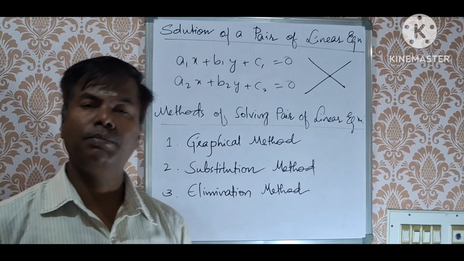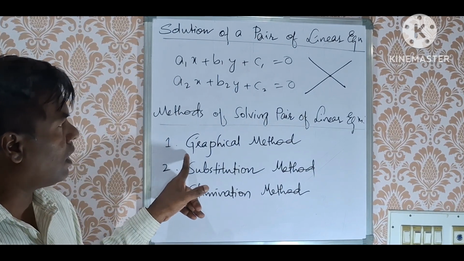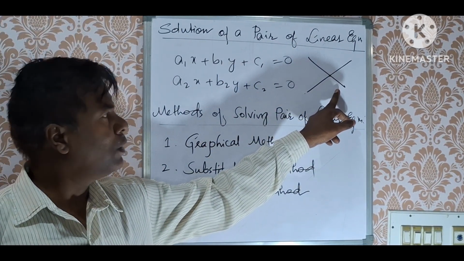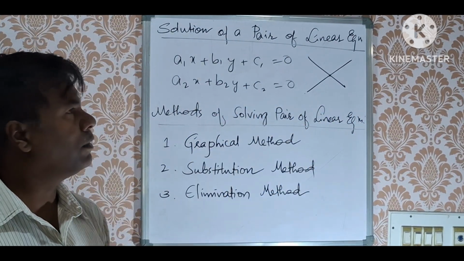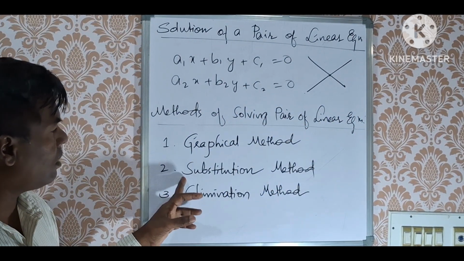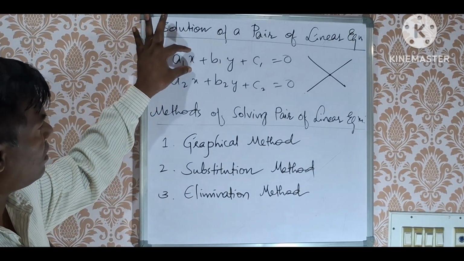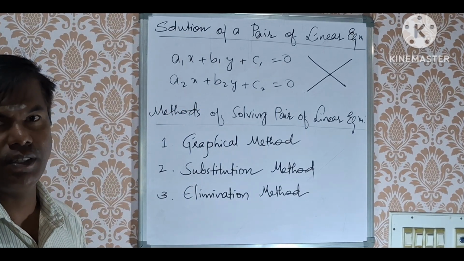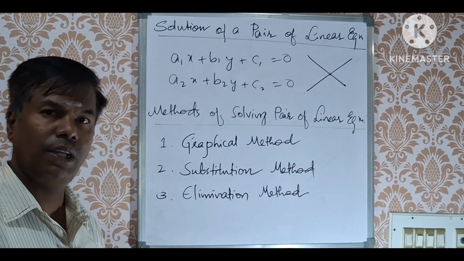There are three methods by which we get the solutions. One is the graphical method. That means we have to draw the graph of two straight lines. Then we have to find the intersection point. There we get the solution of these two given linear equations. Another one is the substitution method. Here, from one equation, the value of one variable is taken and substituted in another equation, and the equation is solved. Then we get the value of x and the value of y.